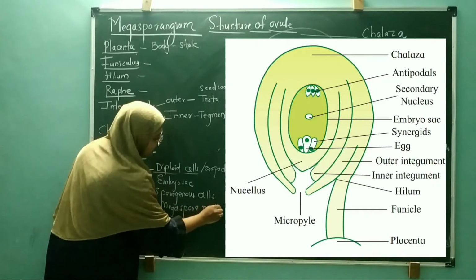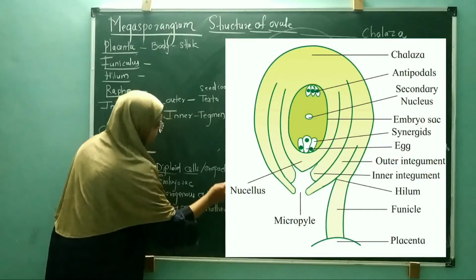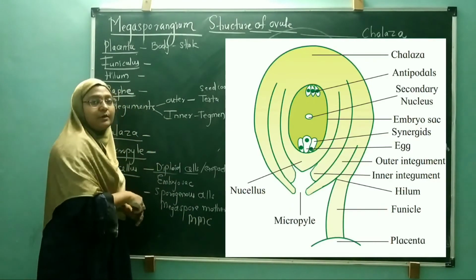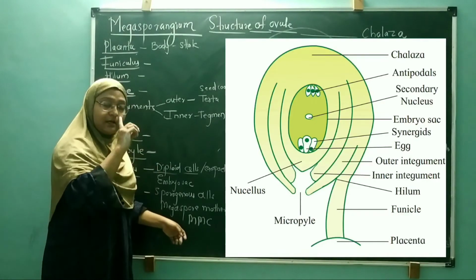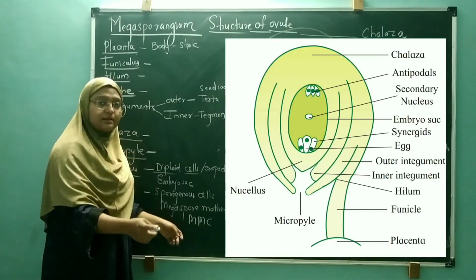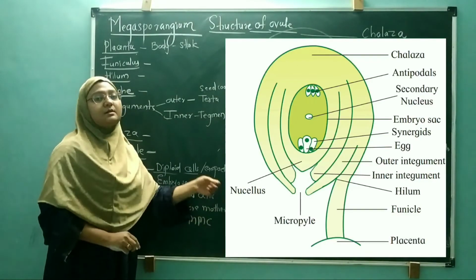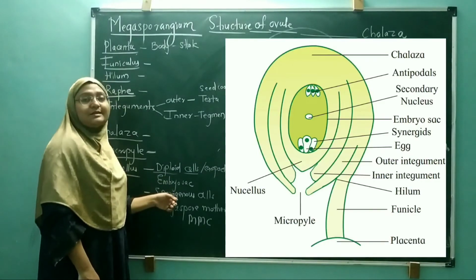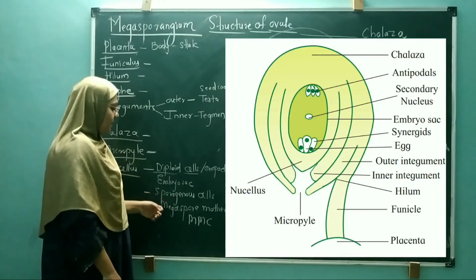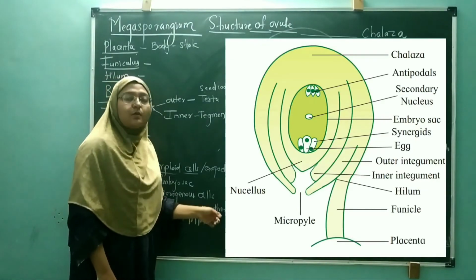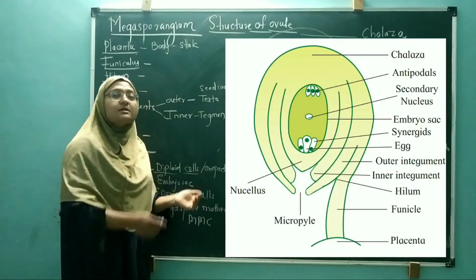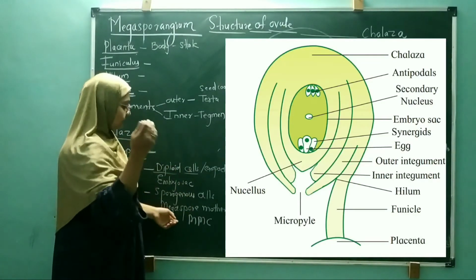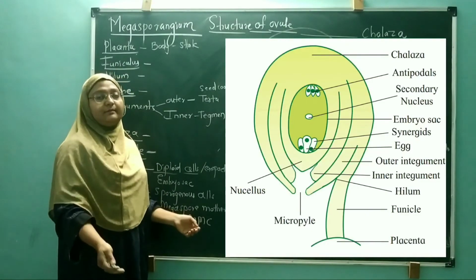Megaspore mother cells, that is the MMC. We have seen this terminology in the male reproductive system, where MMC is the microspore mother cell. Here the MMC is the megaspore mother cell. So here the nucellus cells develop into the sporogenous cells, and these sporogenous cells are converted into the megaspore mother cells. Later we will discuss how these megaspore mother cells develop into the female gametophyte. Okay.